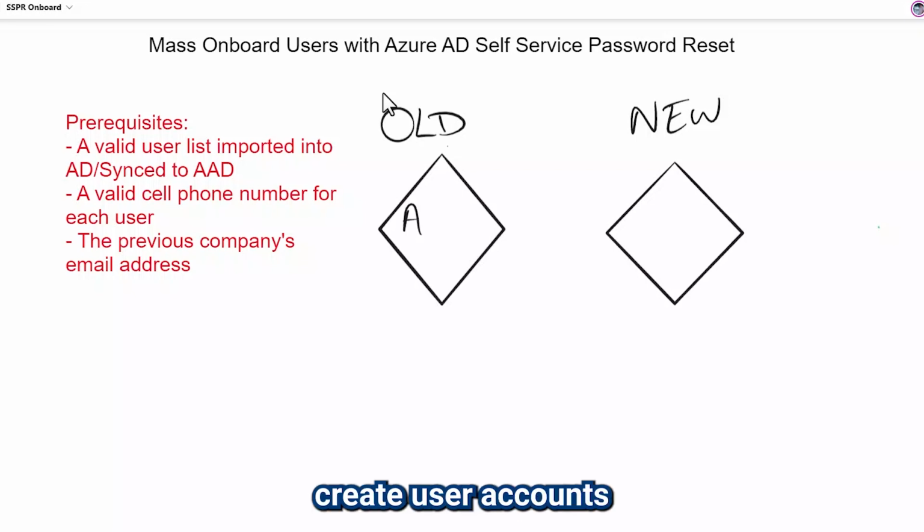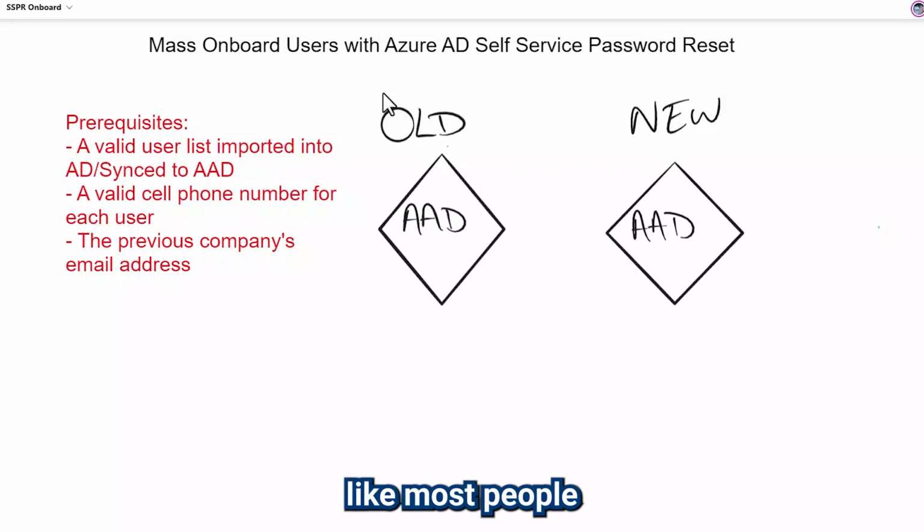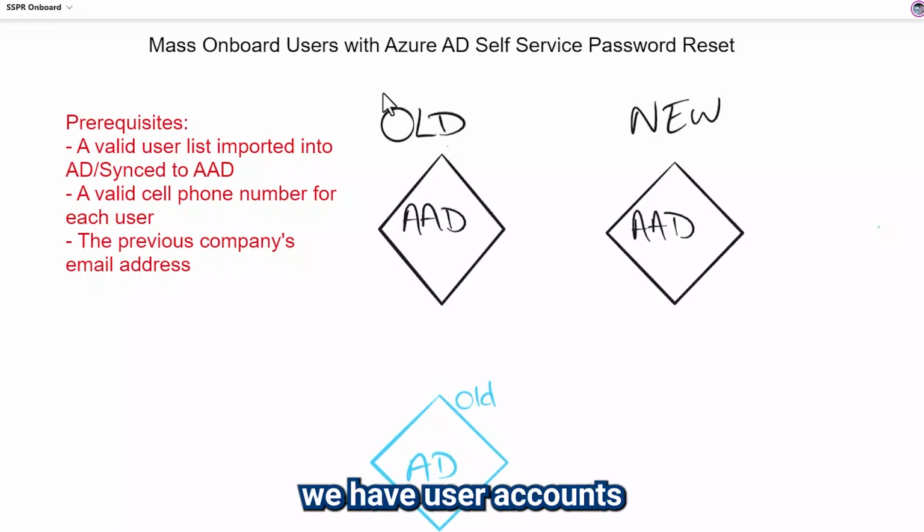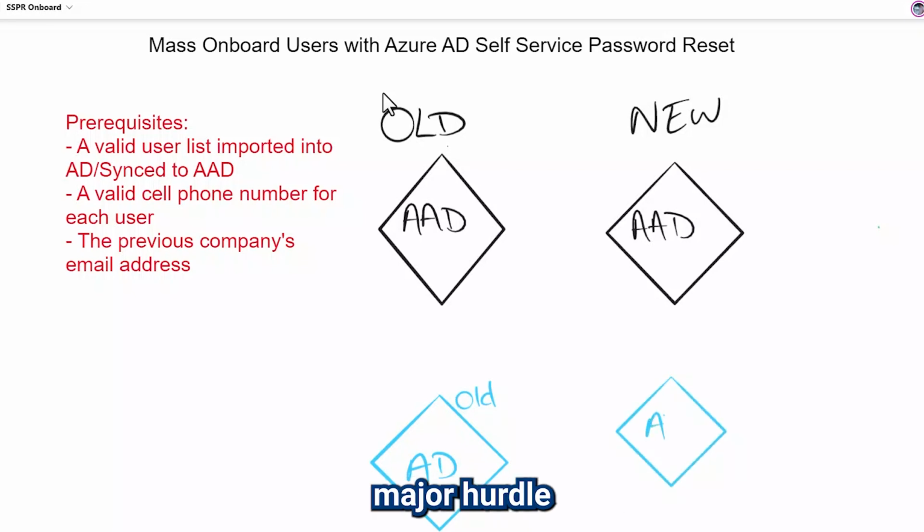Generally, we mass create user accounts with random passwords in Azure AD. If you have a hybrid environment like most people these days, you will bulk add them to Active Directory on-prem and sync them up to the cloud. But after that, we have user accounts in the new domain and user accounts in the old domain. And then the next major hurdle is going to be, how do we get them their passwords?